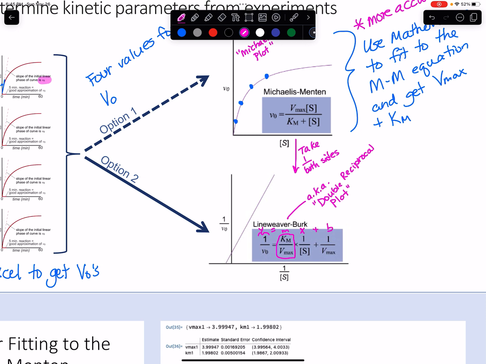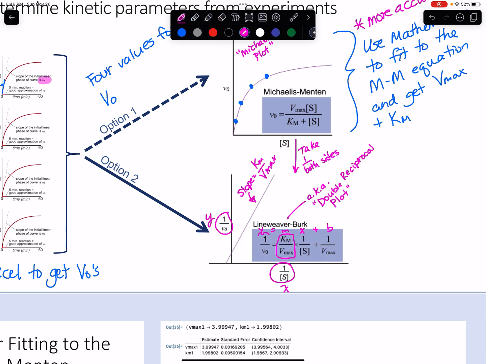All right, so what do we have? We've got our y, which is 1 over V0, and our x is 1 over substrate concentration. So you would plot just the reciprocal of those V0s that you measured, and then the reciprocal of the substrate concentrations that go with them. And then what you'll find, okay, is the slope is equal to Km over Vmax, okay? And that comes directly from the equation.